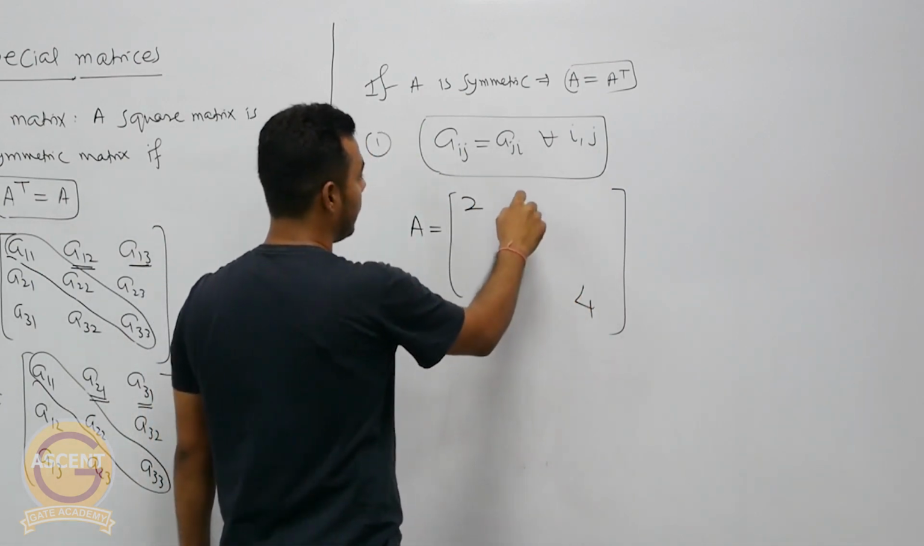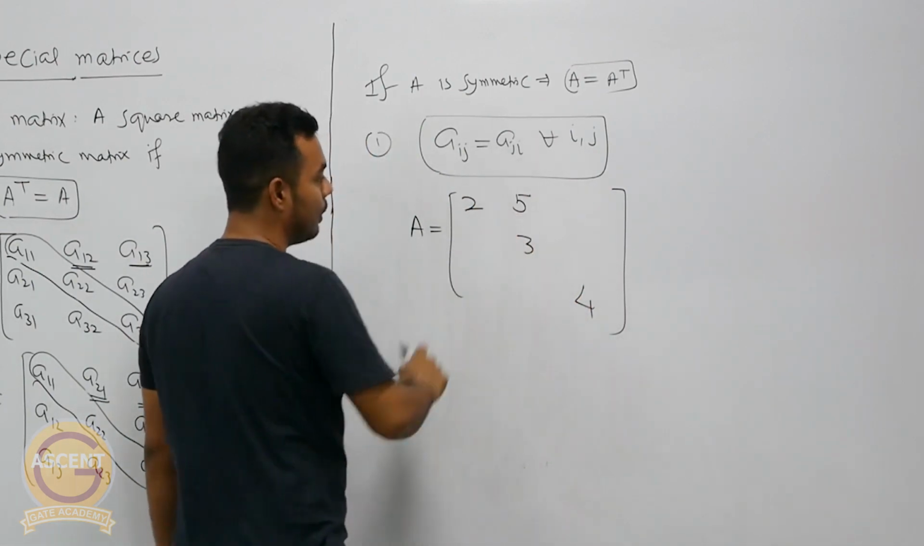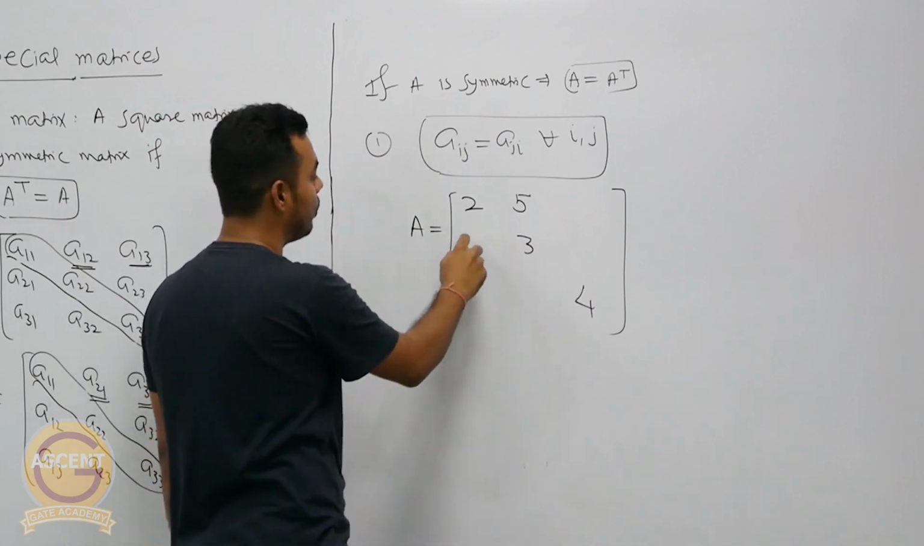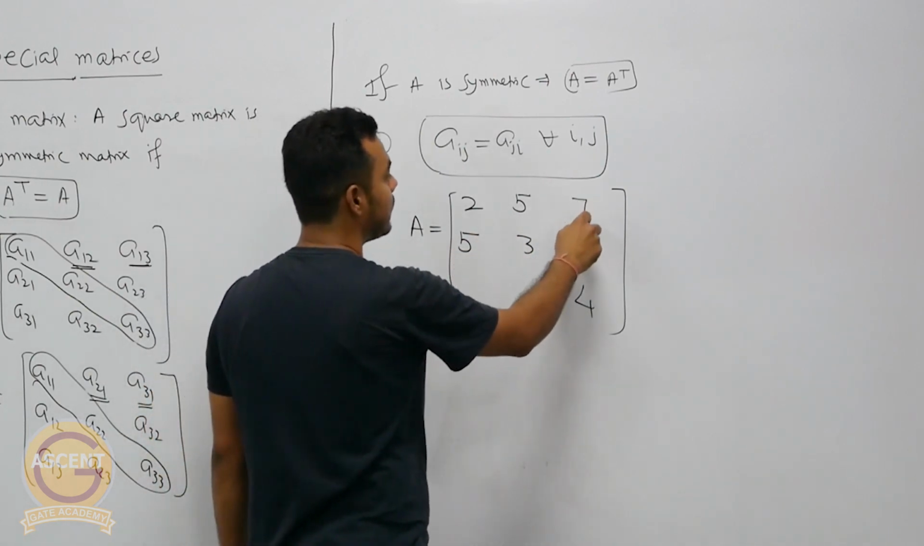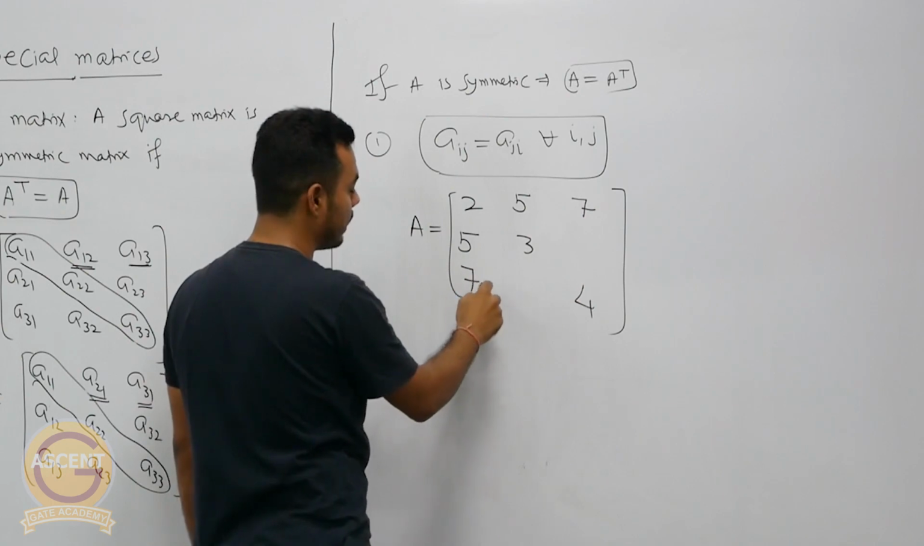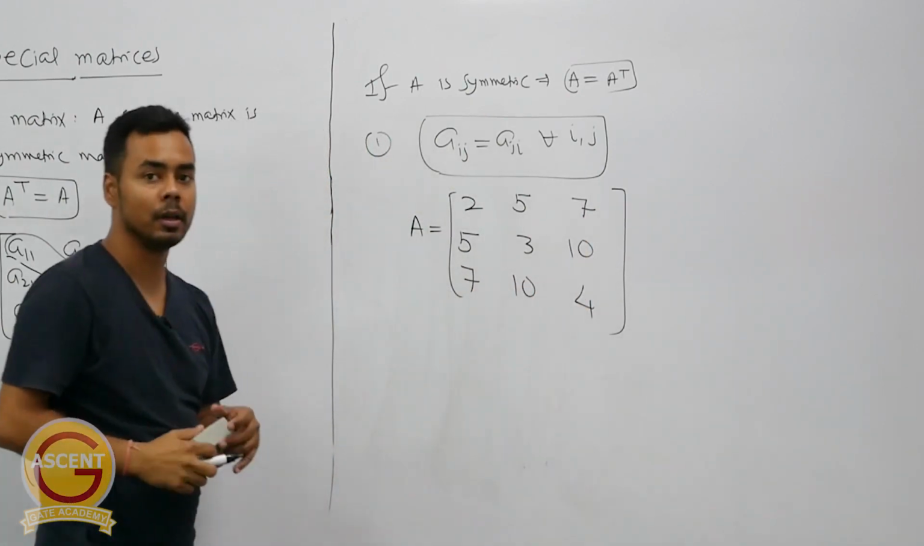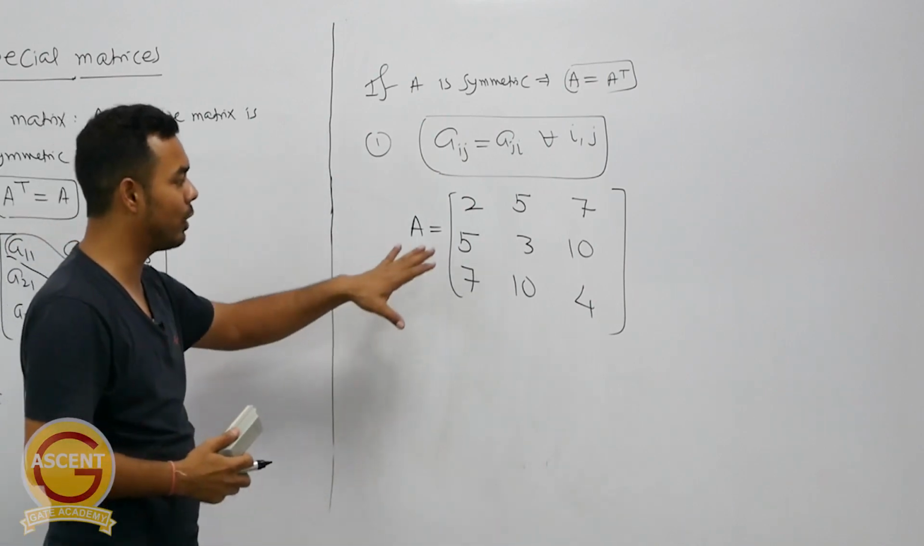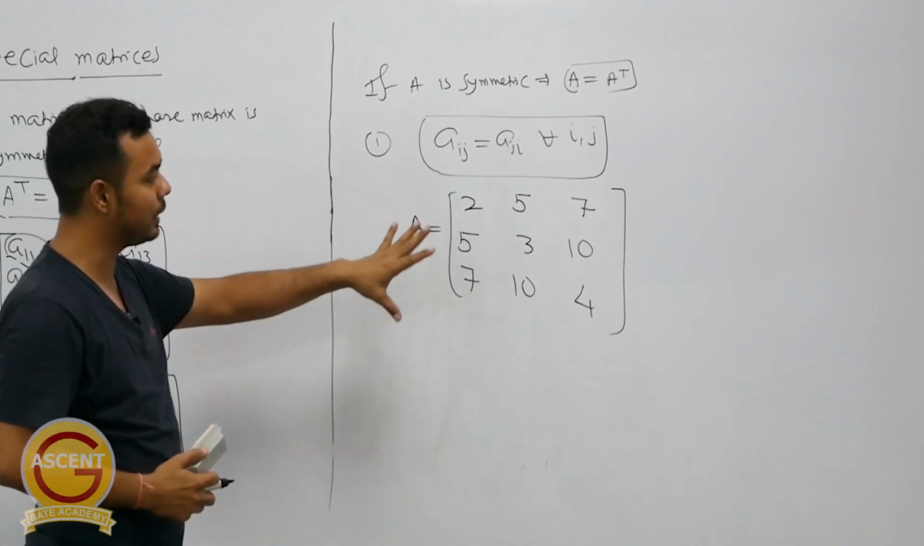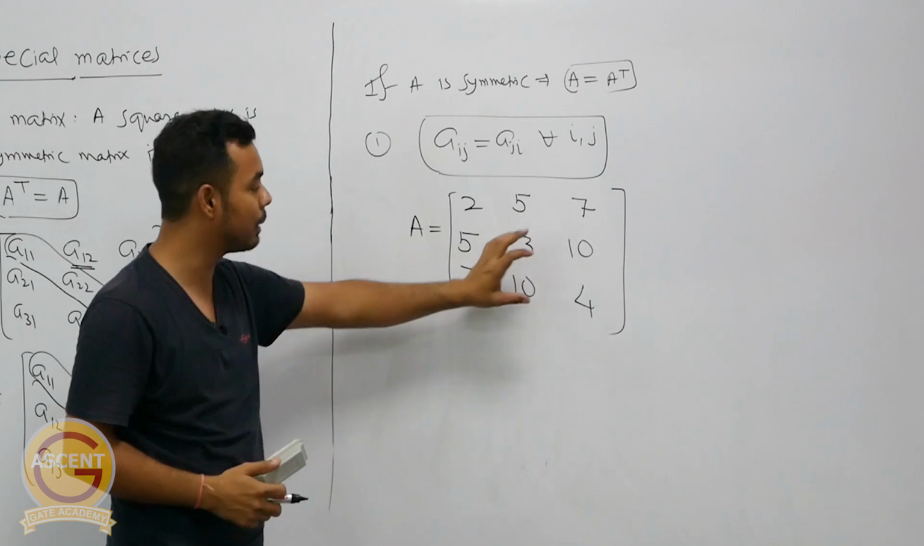But if this element A12 is, say, 5, then A21 has to be 5. If this element is 7, then you have to write 7 here. Here if you have 10, then this element has to be 10. So this matrix is symmetric. You don't have to calculate the transpose. Simply by seeing the matrix, you can tell that this matrix is a symmetric matrix.